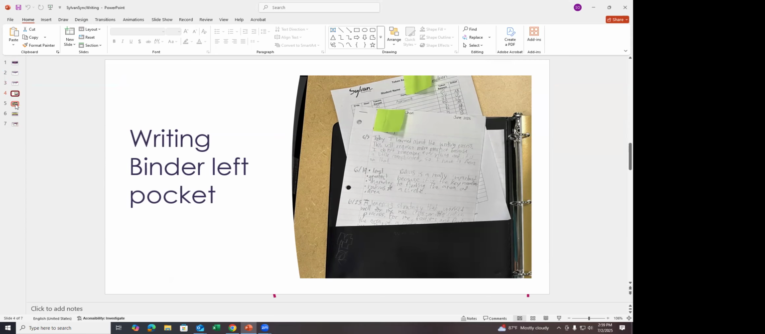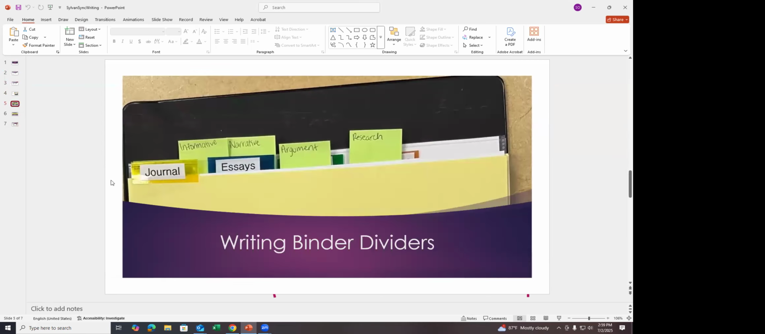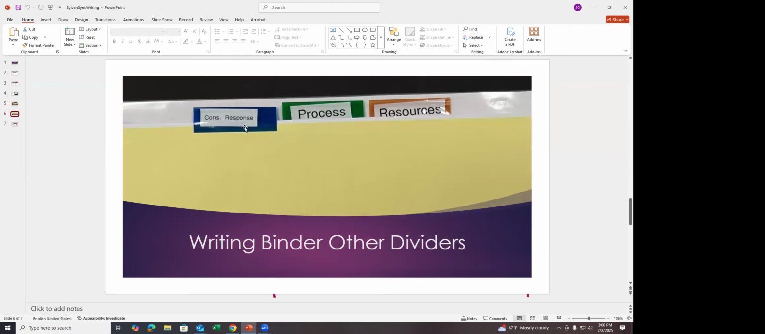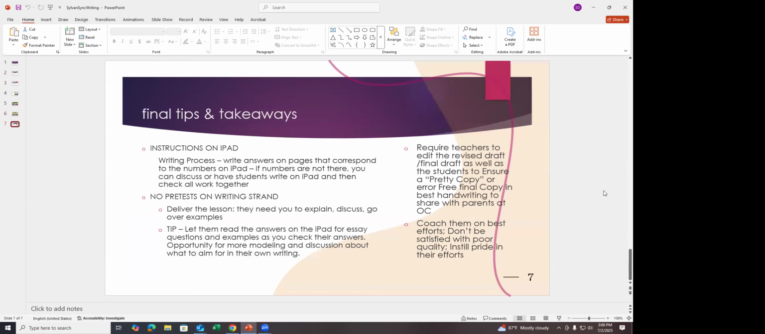I put Post-it notes over the kids' names. Here are the tabs: journal, essays, and then behind the essays, you take each one of those essay sections and you can just use the sticky notes with those. And then here are the rest of them: constructed response, the writing process, and the resources. Now, a couple other important things.